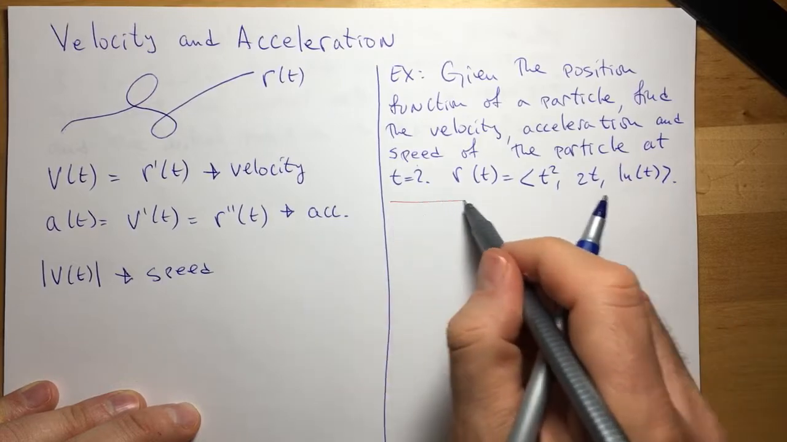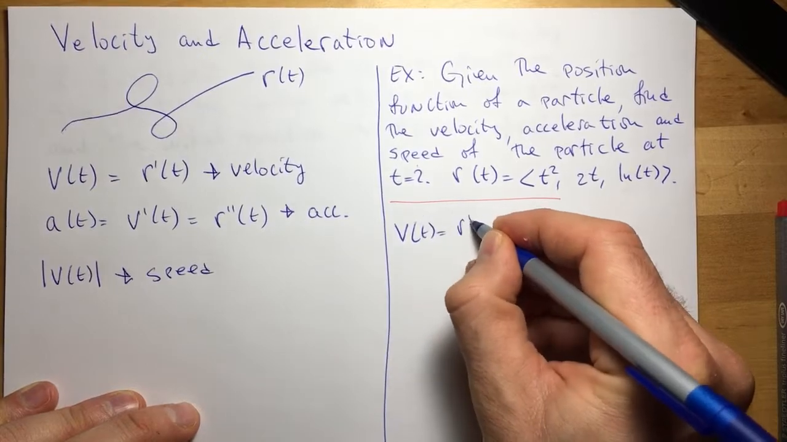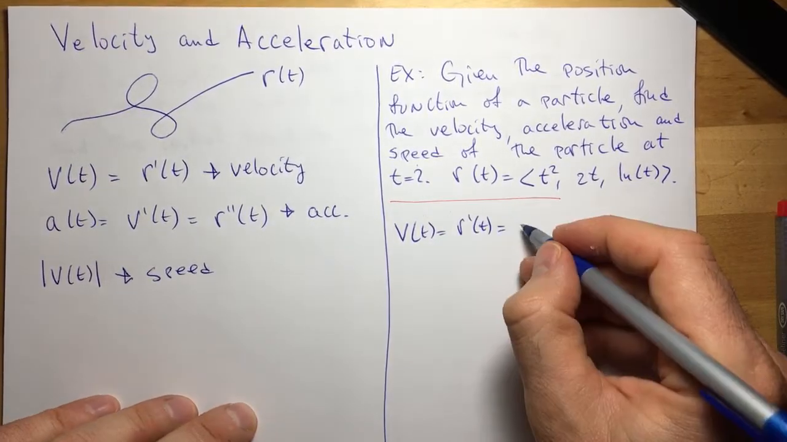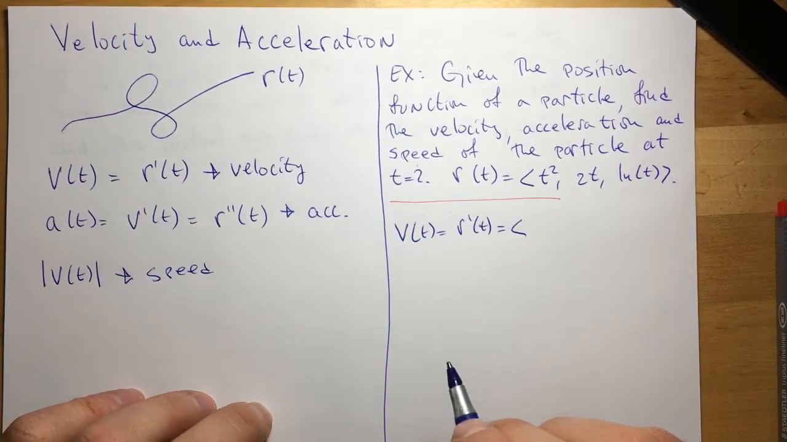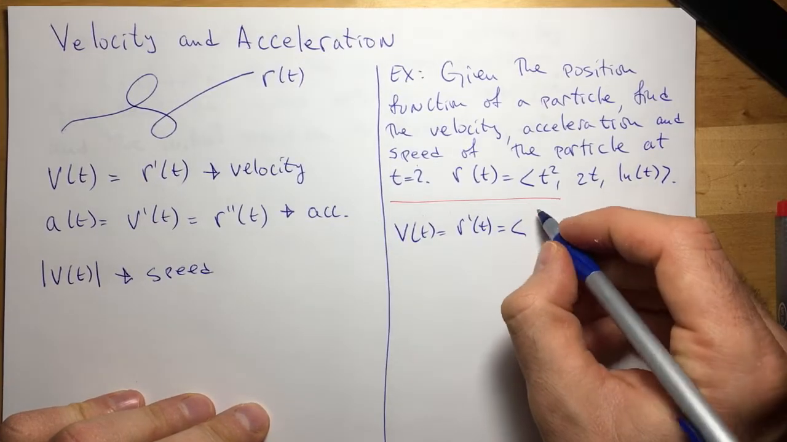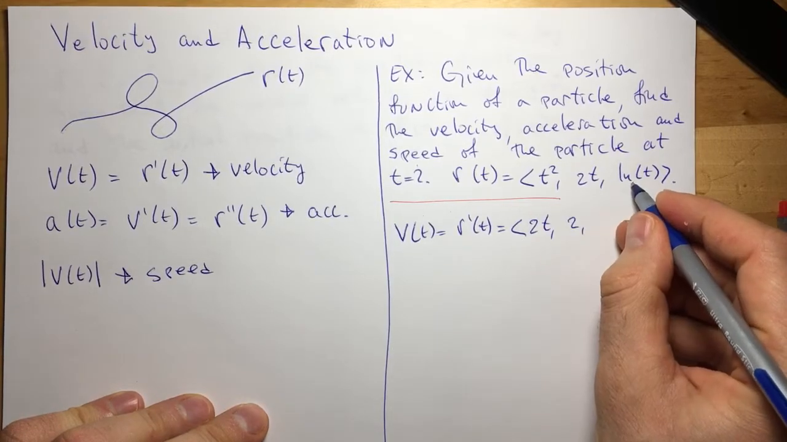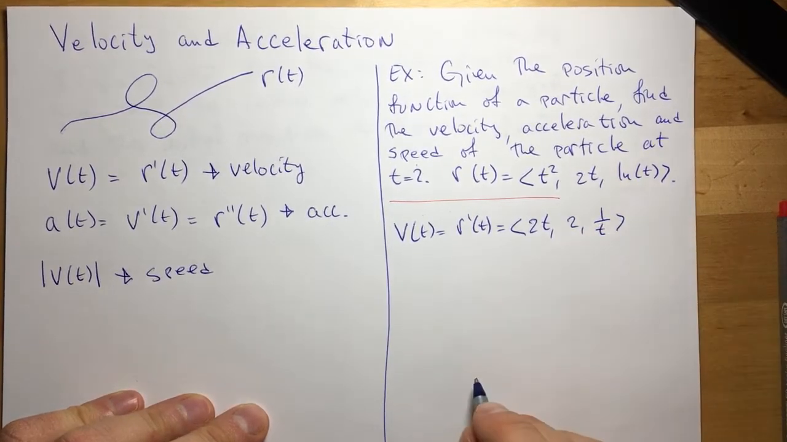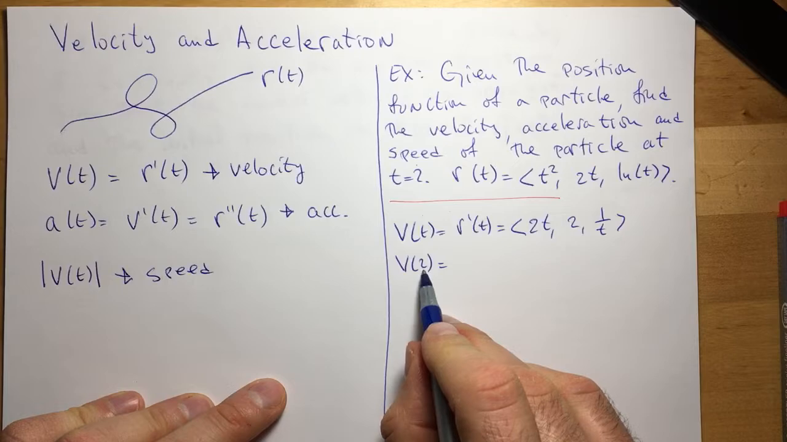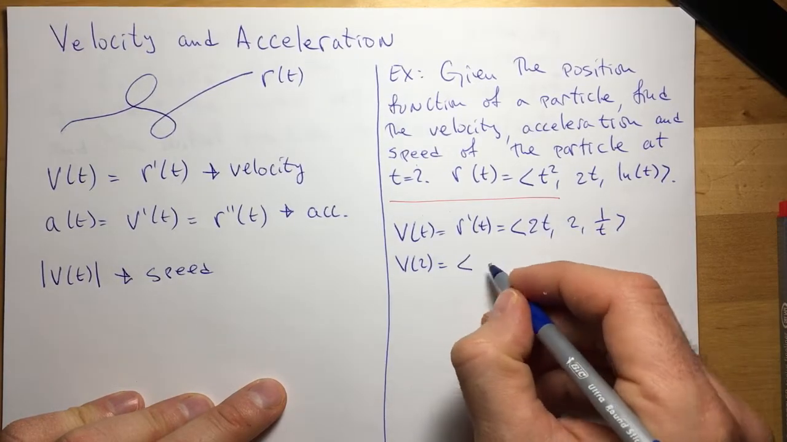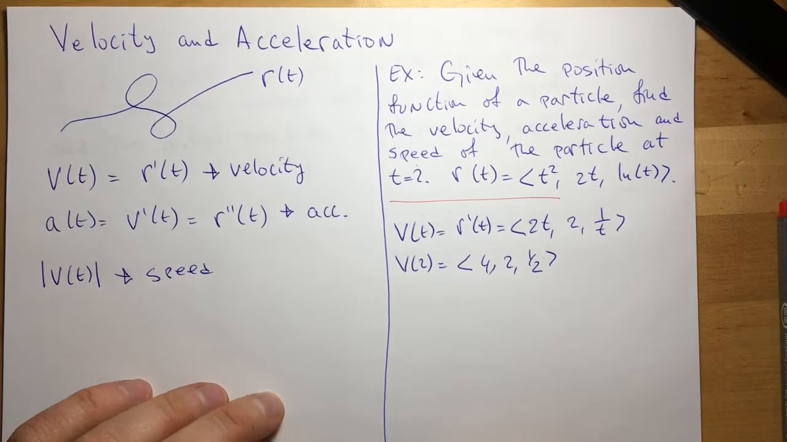Okay, so what did we say? The velocity is equal to the derivative of the function, and the derivative of the vector function is the derivative of each of the components. So the derivative of t squared is 2t, the derivative of 2t is just 2, and the derivative of ln of t is 1 over t. Now, to find the velocity when t is equal to 2, we just plug 2 in everywhere for t, and you get 4, 2, and 1/2.